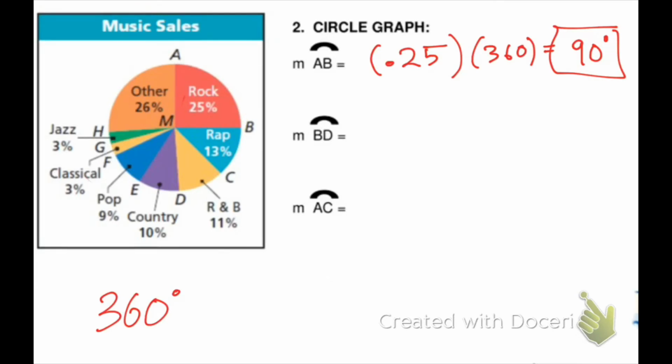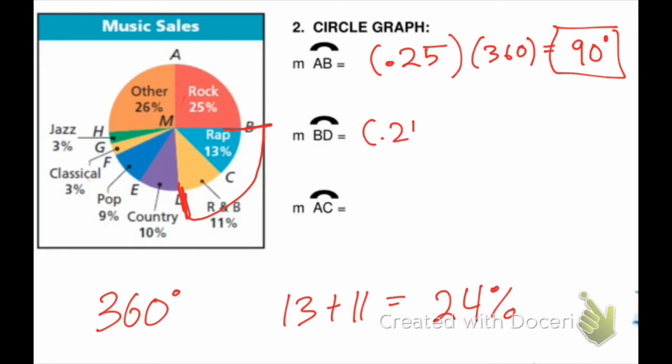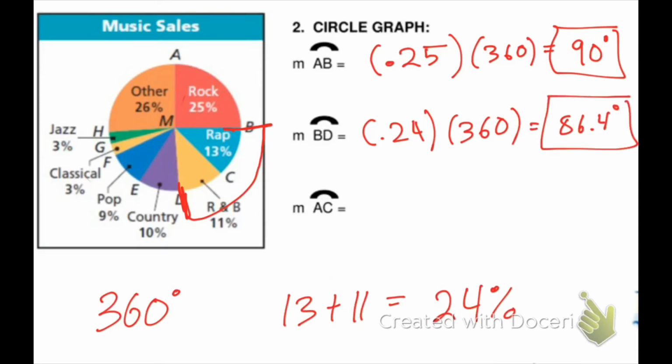BD from here to here. Well, what percentage of the circle is that? Well, it's going to be 13 plus 11, so I get a total of 24%. Well, 24% as a decimal is 0.24. So to do 0.24 times the total of 360 degrees, that gives me 86.4 degrees. So this portion, this arc here, that's 86.4 degrees.